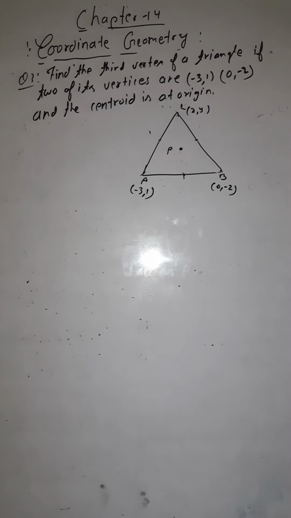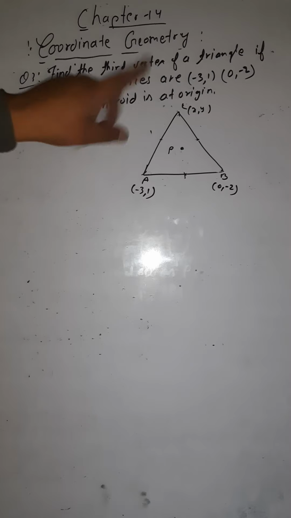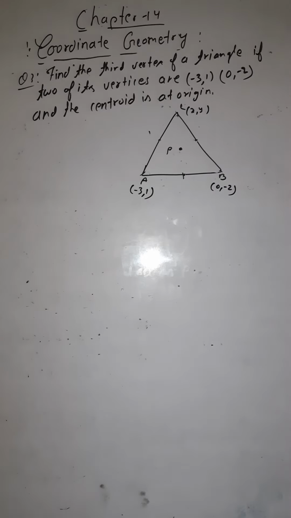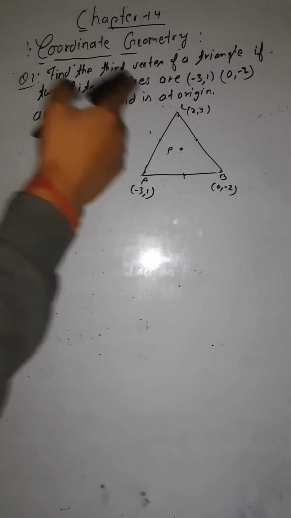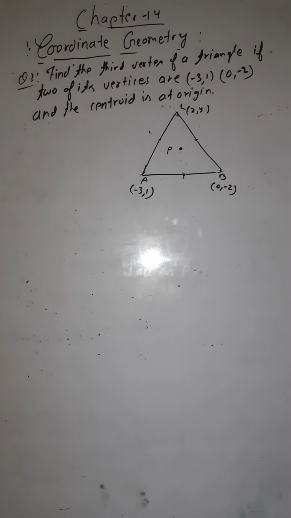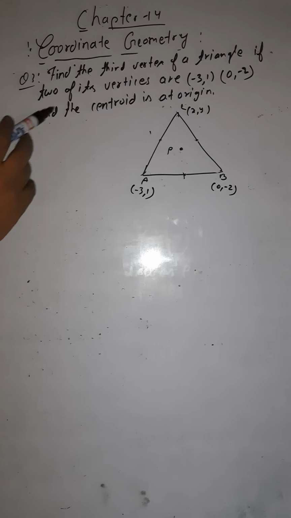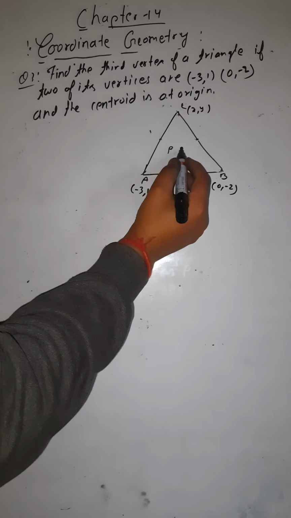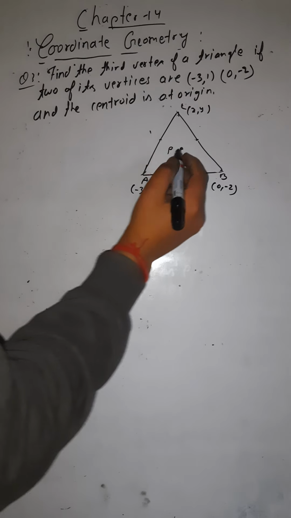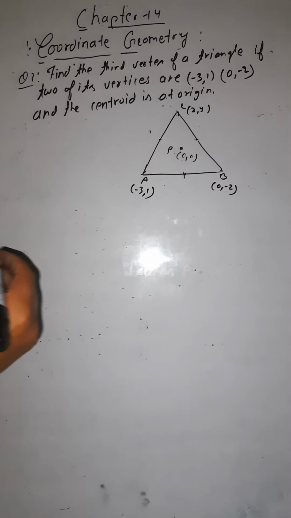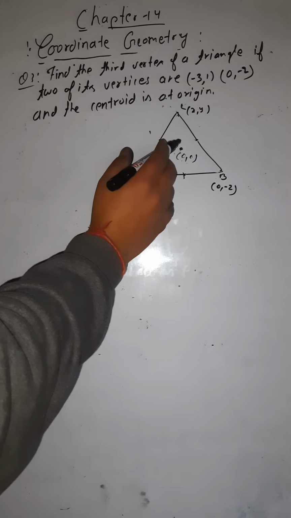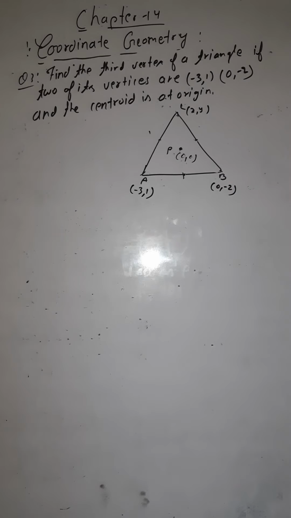Now, the coordinates of the centroid of a triangle. There is a formula for finding the coordinates of the centroid. But here the coordinates have been given to you. The centroid is at the origin, which means this point P is at the origin, so its coordinates are (0, 0). Are you getting this? Very good.